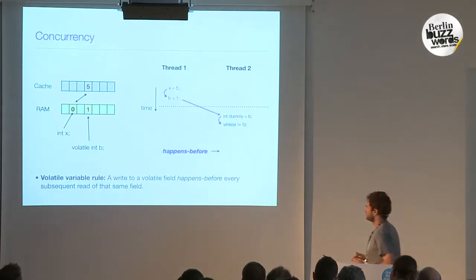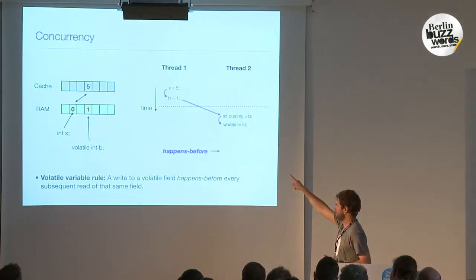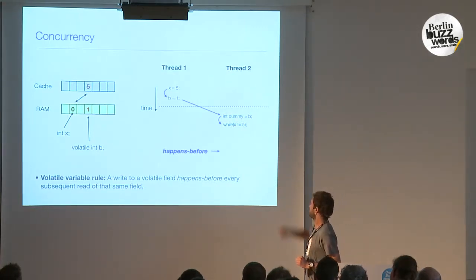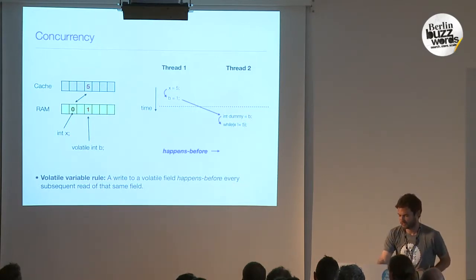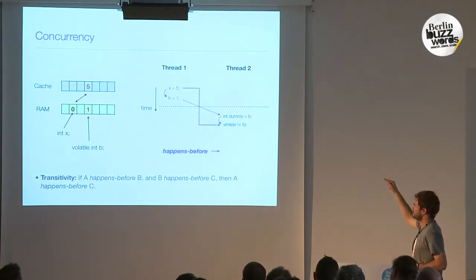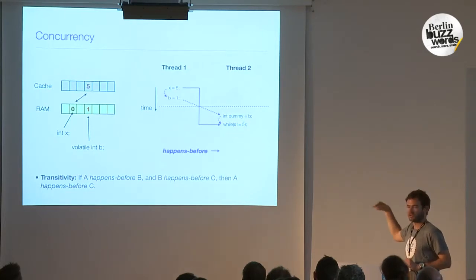Now let's take the volatile rule. So B is volatile. So the write happens before the read. And now if you take transitivity, that means actually that now indeed X equals 5 happens before the loop, and the loop will terminate.